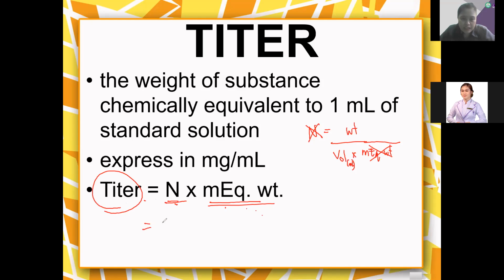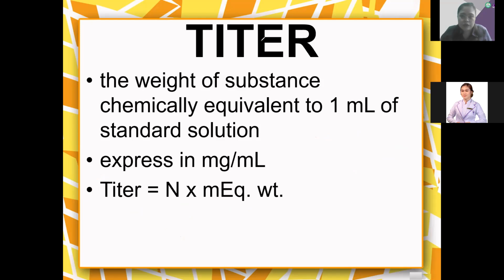Okay? And the unit for titer is milligrams per ml. So that is actually the weight in milligrams of our substance equivalent to 1 ml ng standard solution. Yan ang ibig sabihin ng titer. So we will use this one again sa mga problem solving natin in the future. In the future pa kay dili pa nato siya gamiton this afternoon. Okay? That's the titer ha. Ayaw kalimot. Titer is normality times the milli equivalent weight. It is the milligrams or the weight of the substance equivalent to 1 ml of the standard solution.